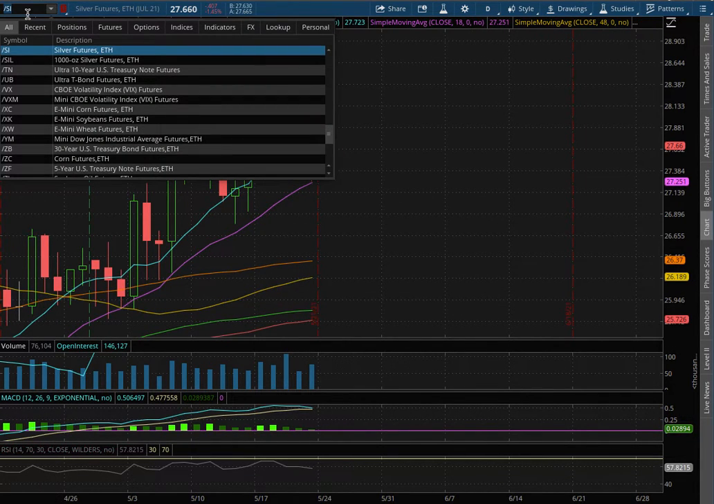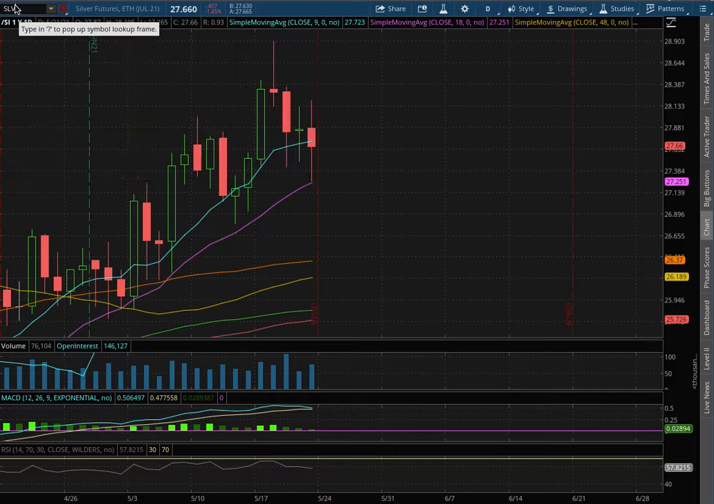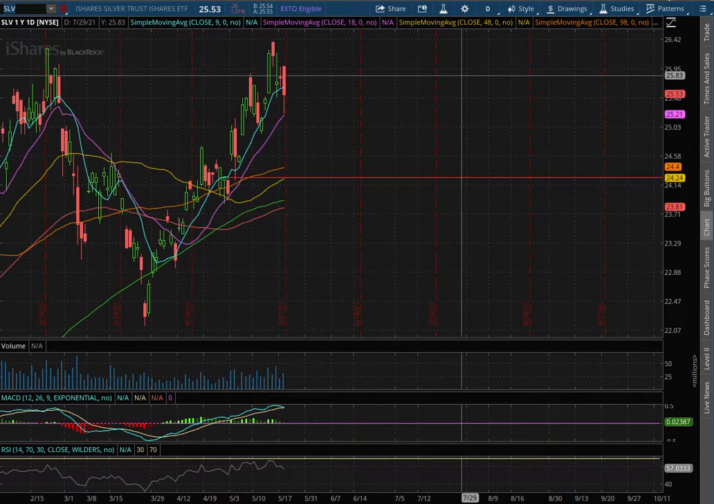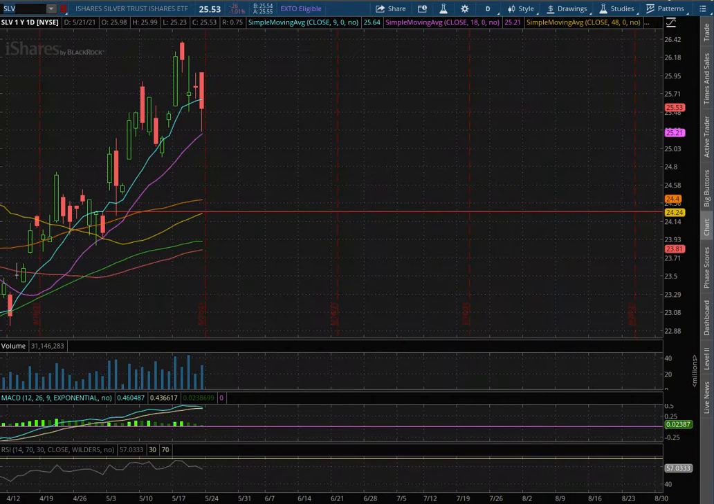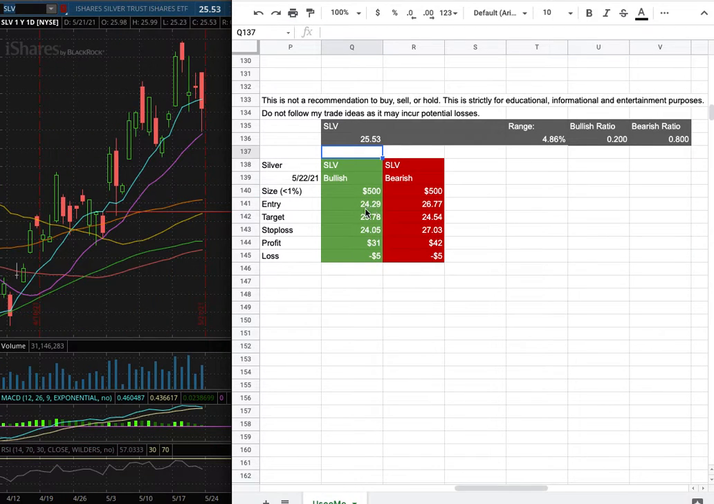As with the trade idea, I'll be trading SLV, and my position size for it is less than 1% of my portfolio. My long entry for it is at $24.29, and that is this range here, and that coincides with the 50-day moving average, this yellow line. My stop target is at $25.78. My stop loss is at $24.05.